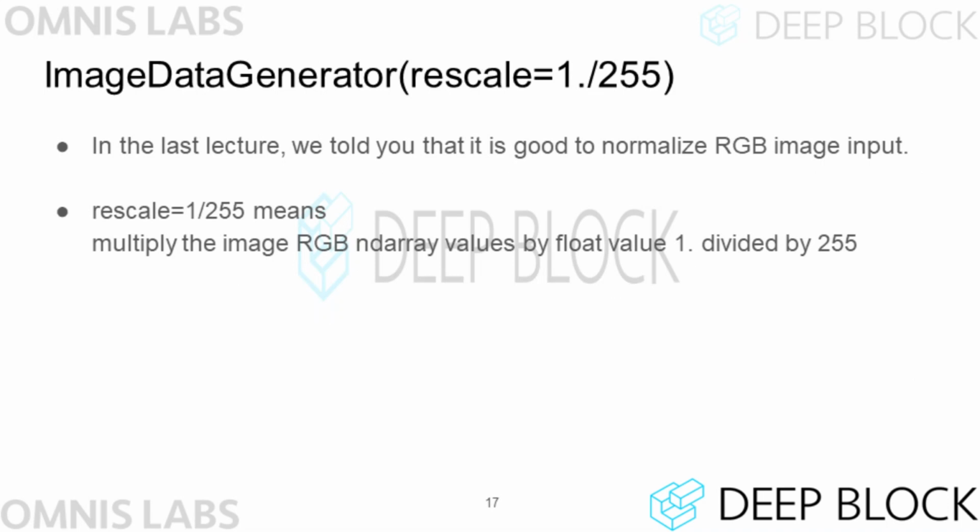In the 6th and 7th lines of code, the argument of the rescale parameter is passed when the image data generator instance is initialized. If the rescale parameter is set in the initializer of image data generator, the image ND-array is multiplied by the argument value passed to the rescale parameter. In the last lecture, we said that performing normalization will speed up the training of the model. This code is also used to normalize the values inside the image ND-array.